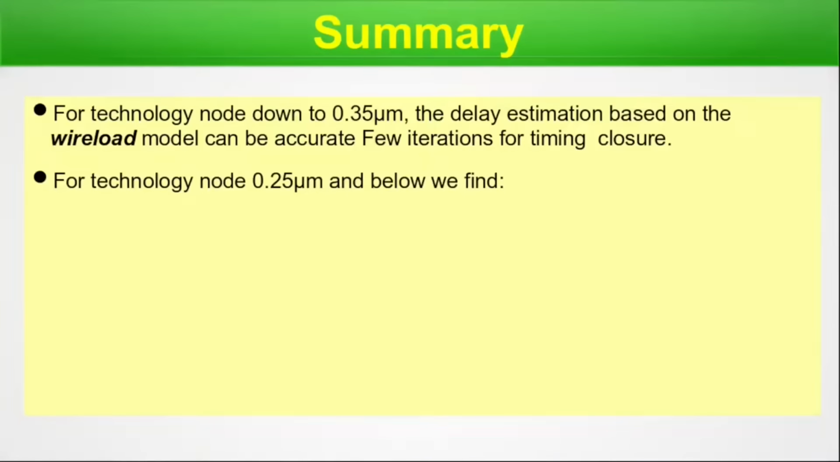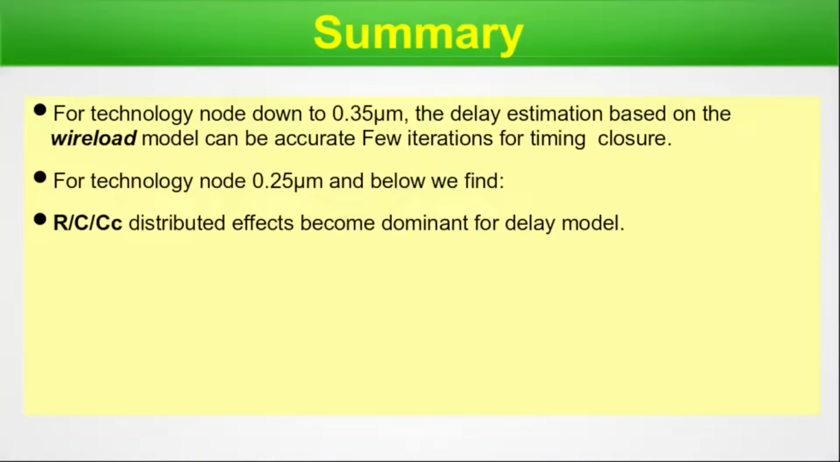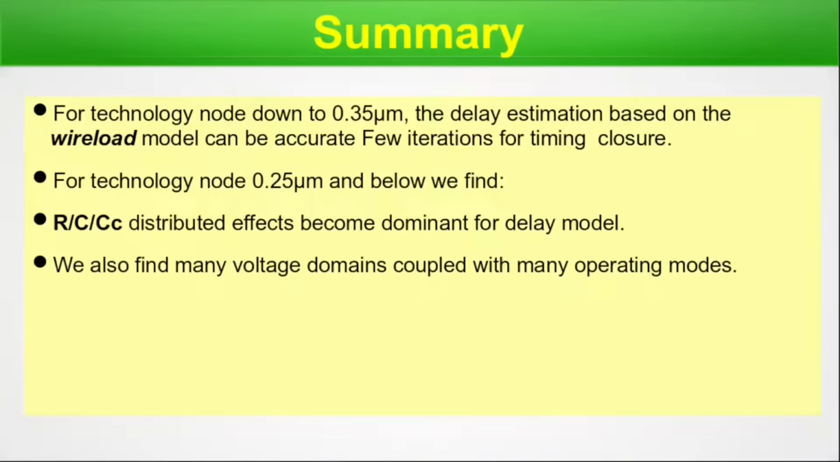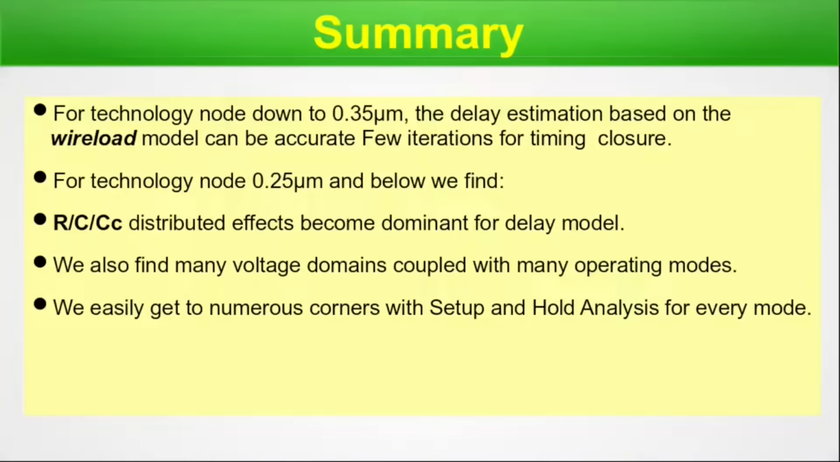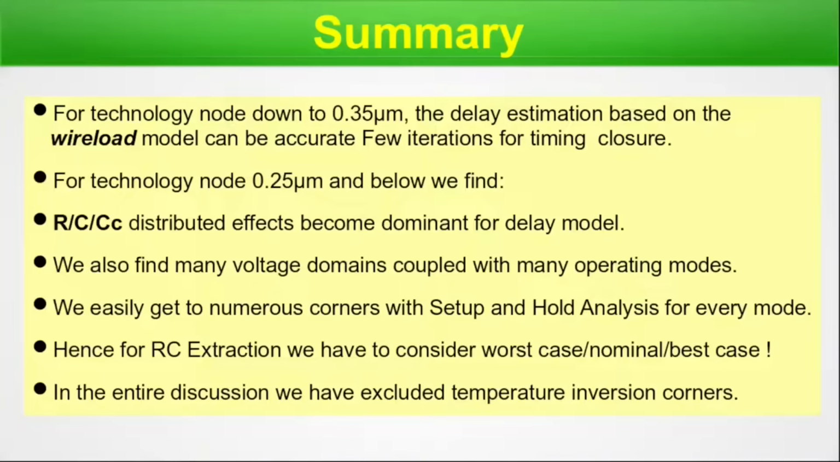For technology nodes 0.25 micrometer and below, we find RC and coupling capacitance distributed effects become very dominant for the delay model. We also find many voltage domains coupled with operating modes. We easily get numerous corners with setup and hold analysis for each and every node. Hence, for RC extraction we have to consider the worst case, nominal, or the best case. In the entire discussion, we have excluded the temperature inversion corners, which is a different set of entities. We are done with the summary. Let's move on to the next slide.